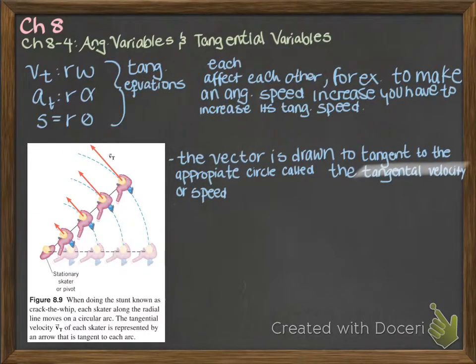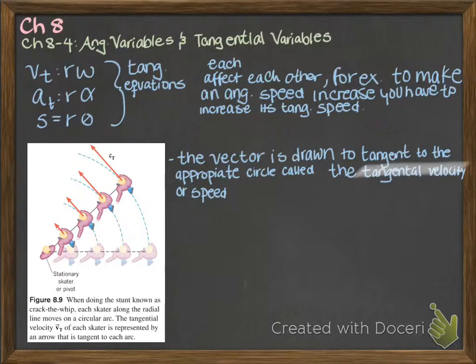Welcome to 8.4, Angular Variables and Tangential Variables. We're mainly going to be focusing on these three tangential equations. Tangential velocity equals radius times angular velocity, tangential acceleration equals radius times angular acceleration, and s equals r times theta. So they each affect each other. For example, to make an angular speed increase, you're going to have to also increase its tangential speed.